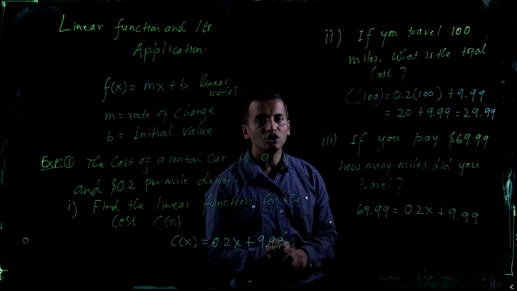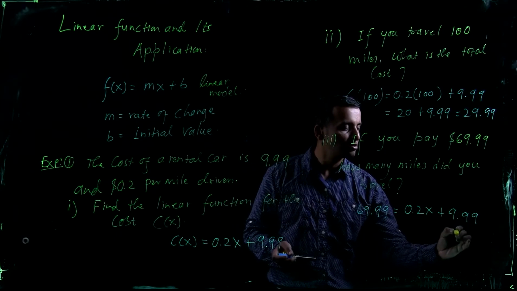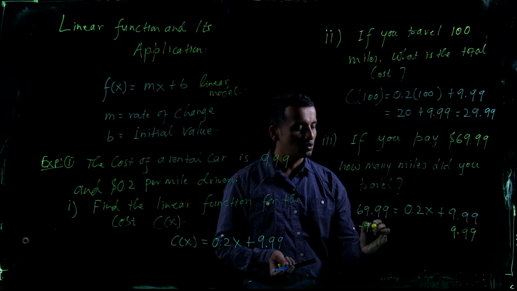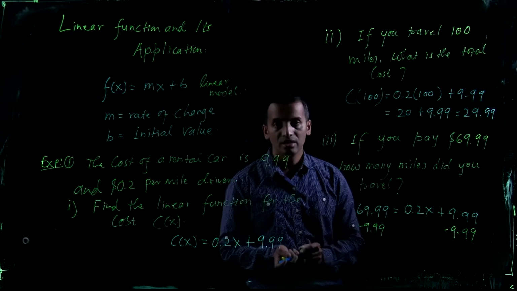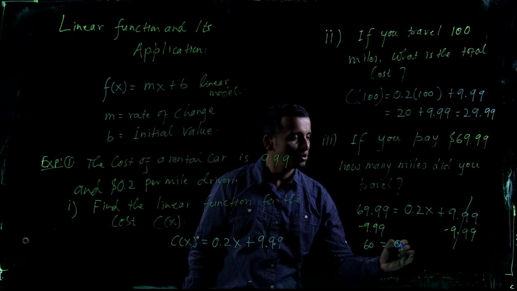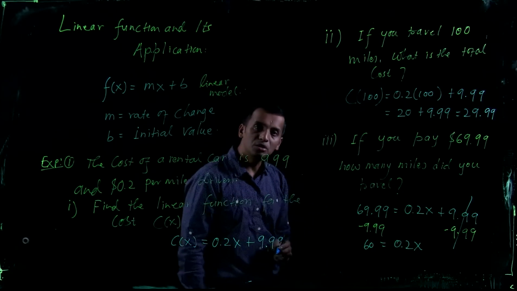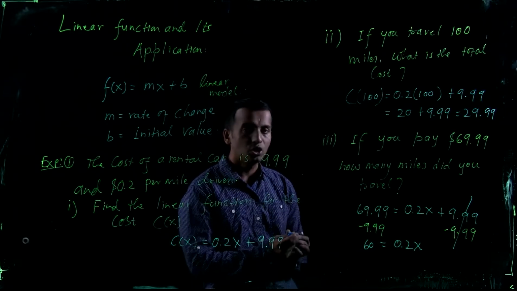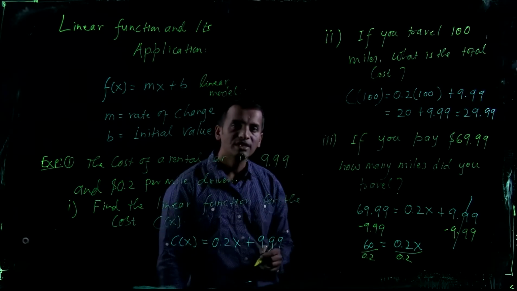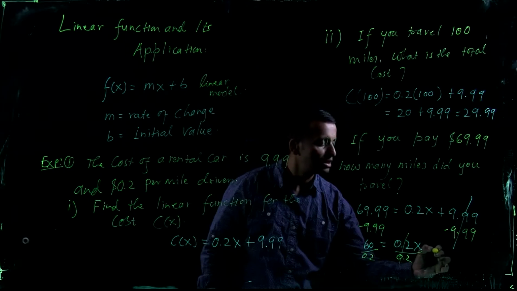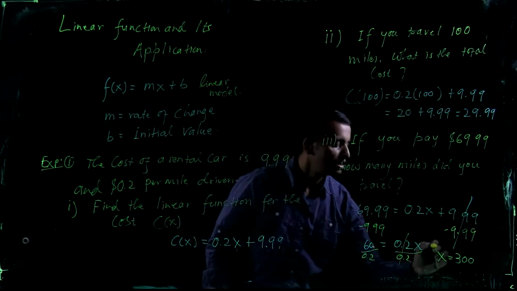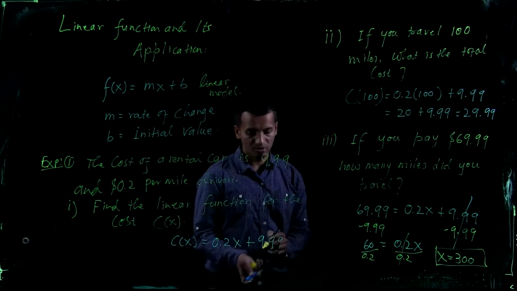How do you solve for x? You just subtract 9.99 from both sides, and you get 60 equals 0.2x. Now you need to divide by 0.2 on both sides. How much is that? You can use a calculator, and you'll get x equals 300. So x equals 300 is the total miles you drove with this car.